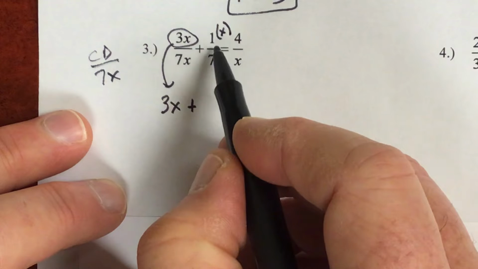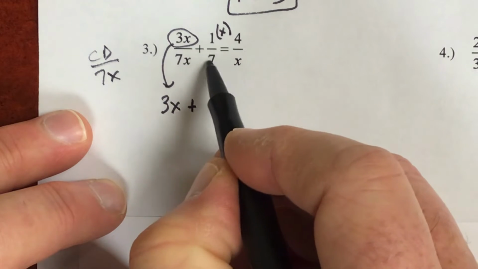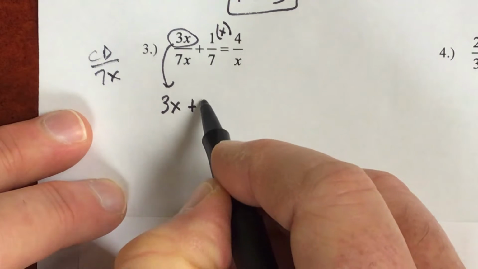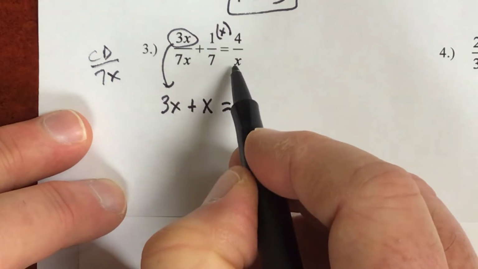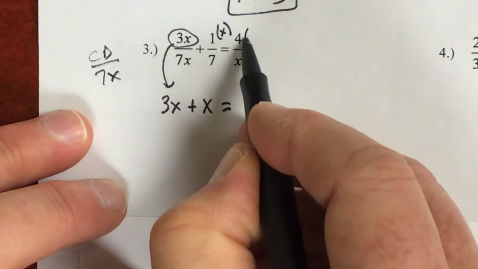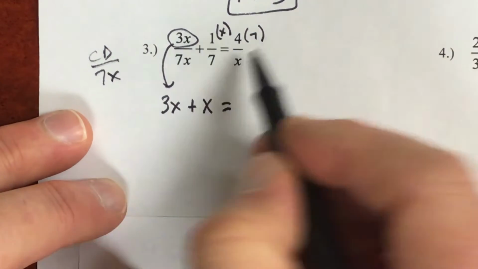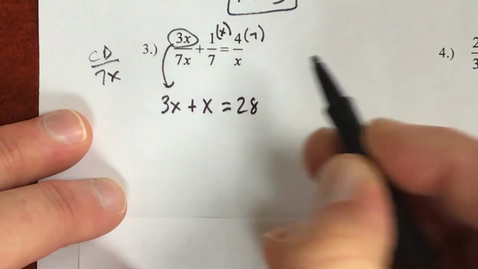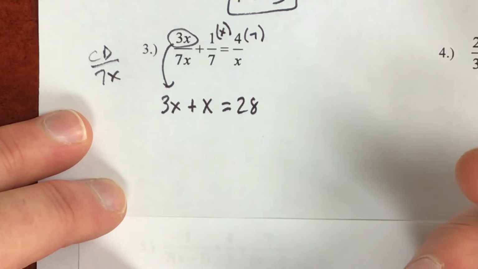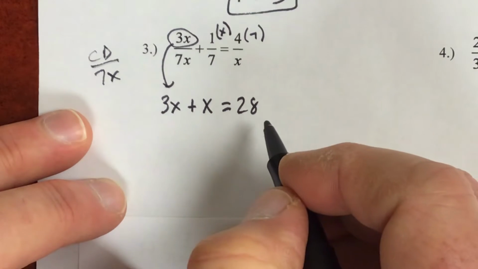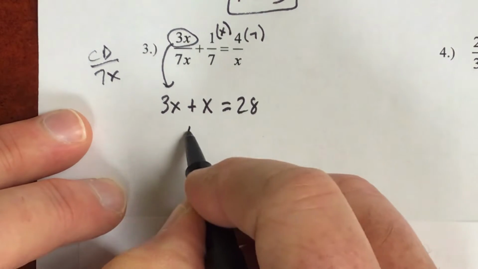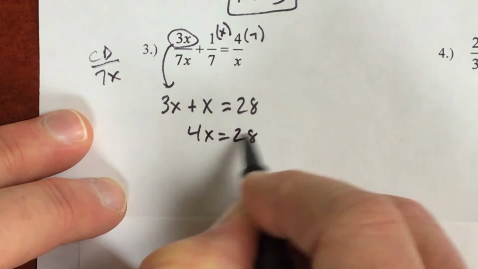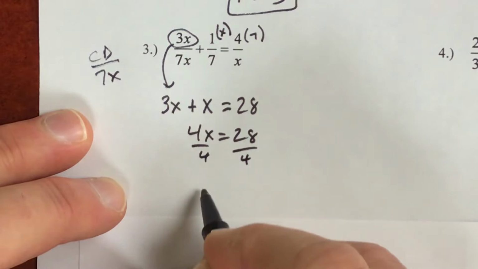So now we just ignore the denominator, and 1 times x is just x, equals. And then what do you multiply x by to get 7x? Well, that looks like it's 7. So then 4 times 7 is 28. Now we got rid of the fractions, and this is what it looks like. Then we combine like terms and divide. So x is 7.